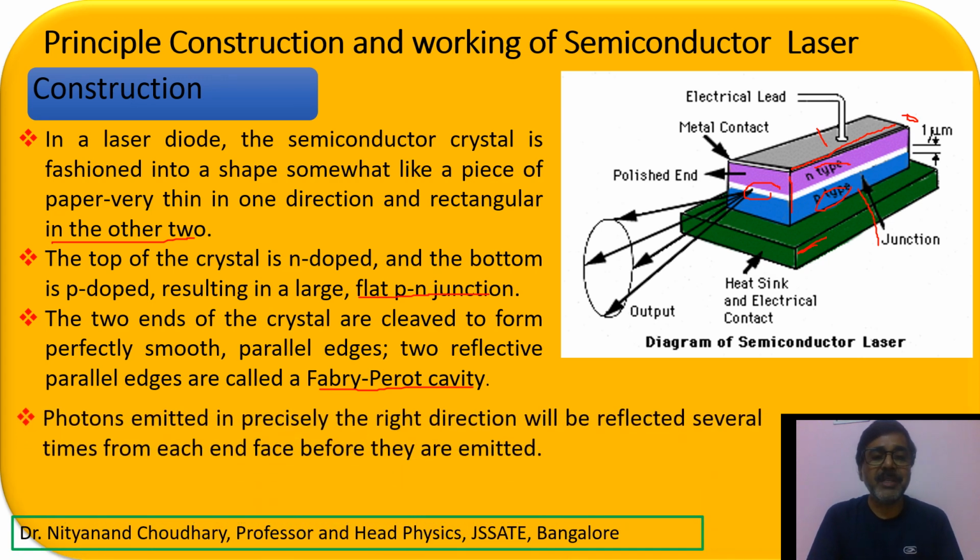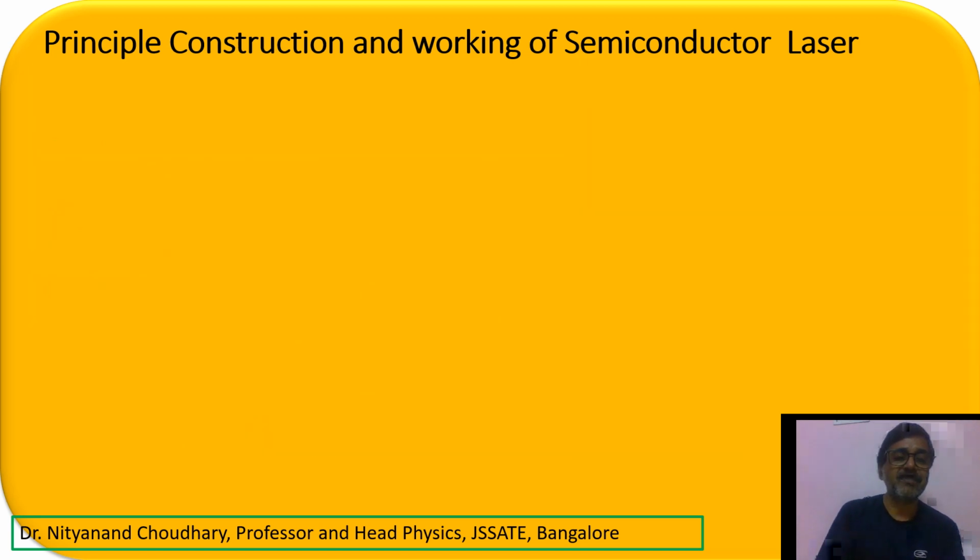The photons emitted in precisely the right direction will reflect several times from each end face before they are emitted. Naturally, between the resonator, the photonic energy is going to move to and fro several times before it is emitted, and you are getting the lasing, right?